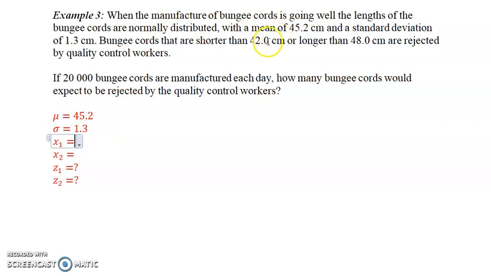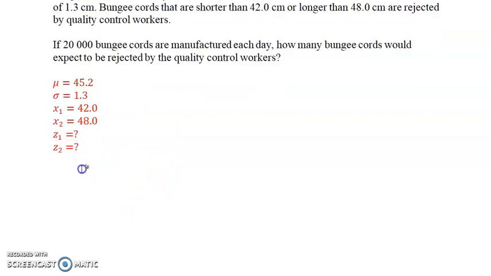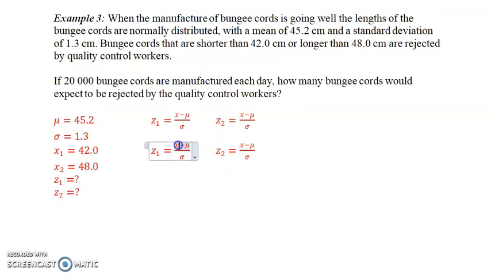It gave us two x values, right? It gave us 42 for the lower part, and the high end is 48. And I'll show you how to do that now. So we're going to look for two Z-scores, one that's lower than 42 and one that's higher than 48. So we'll calculate these. I'll calculate the first Z-score, and it's going to be the x value, which is 42.0, subtract 45.2, divided by the standard deviation of 1.3.